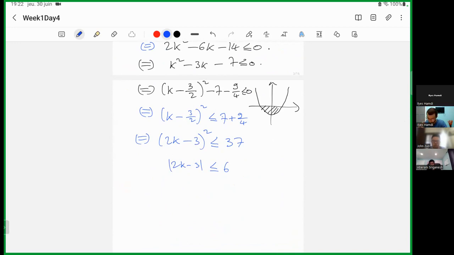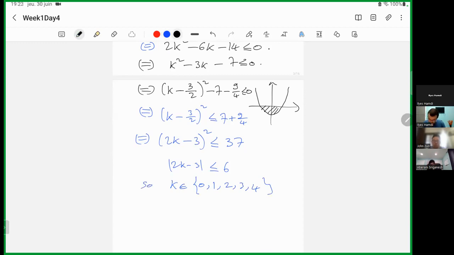What will the possibilities be? 0, 1, 2, 3, 4. Okay, from 0 to 4. Yes, I agree with you. So actually, there are some values for k which will be removed from this set. And I'll tell you why in a second. But theoretically, all those values for k are possible.